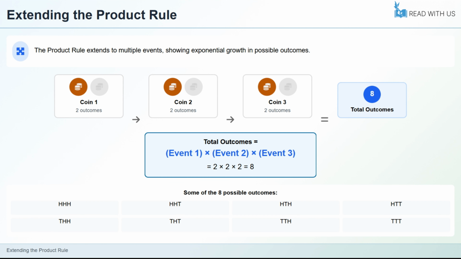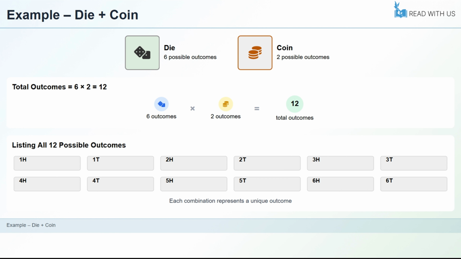Let's try another example. If we roll a die, 6 outcomes, and flip a coin, 2 outcomes, then total outcomes are 6x2, which equals 12 possible combinations. If we listed them, they would be 1H, 1T, 2H, 2T, 3H, 3T, 4H, 4T, 5H, 5T, 6H, and 6T.